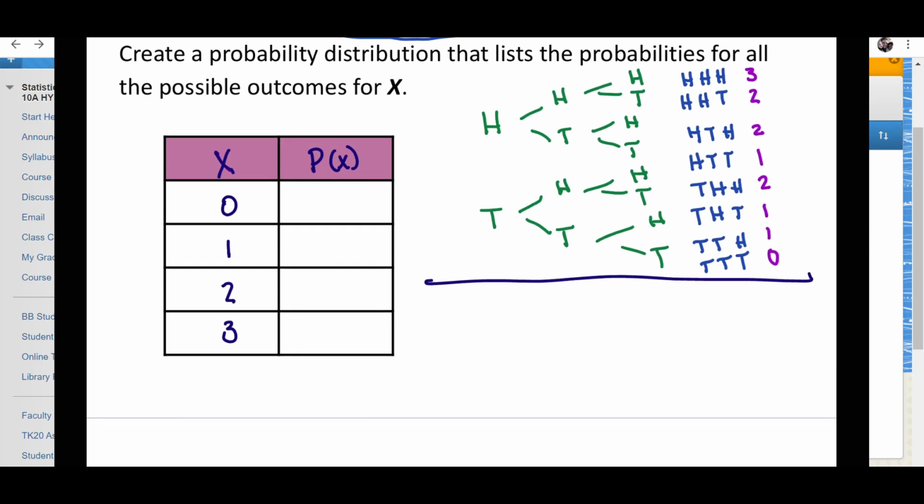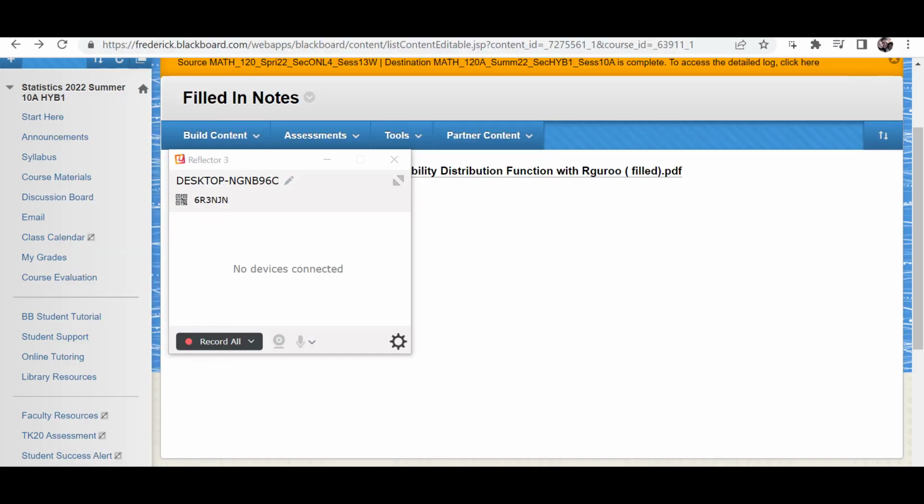Okay, so let's do the probability of no heads. So the only way to get no heads is to do tails, tails, tails. So if we're doing tails, tails, tails, that's the probability that the first one's tails, the second one's tails, and the third one is tails. And because these are events in succession, we are going to multiply together.